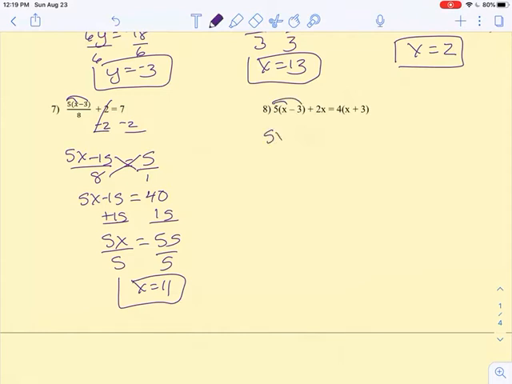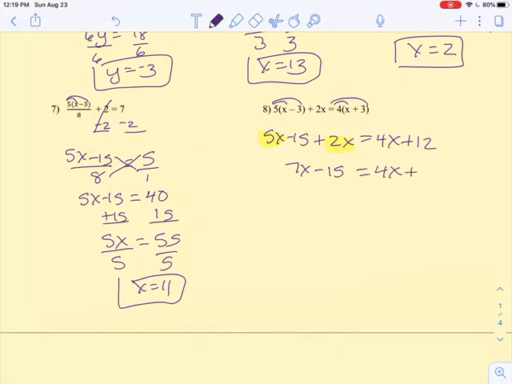And 8, I have distributive property on the left, and I also have distributive property on the right. And I get 4x plus 12. Now I just want to show you, because people get confused on these x's over here, the 5x and the 2x are on the same side. So you're going to combine those together. You're not going to subtract 2x.